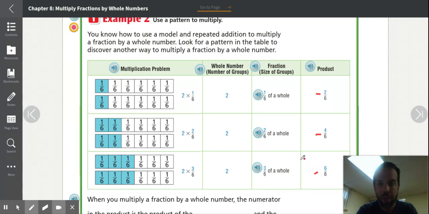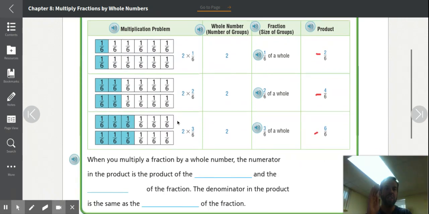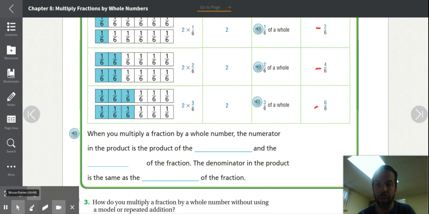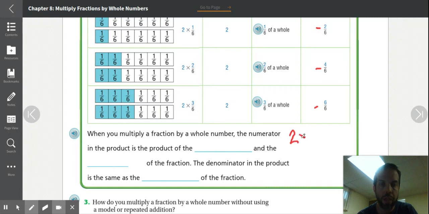So now I can go down here and I can fill these blanks in. This is just like we learned earlier this week. When you multiply a fraction by a whole number, the numerator in the product, which means the numerator in the answer to my multiplication problem, is the product of the whole number and the numerator of the fraction. So I just want to be clear as to what that means. So if it was 2 times 2/6.